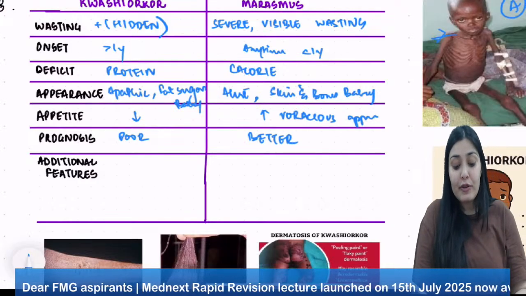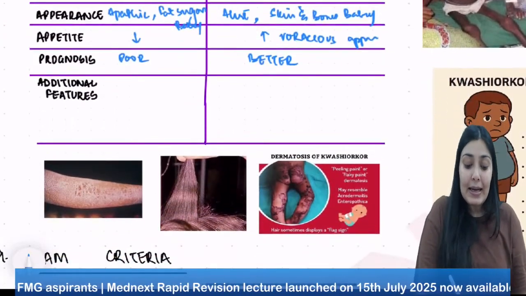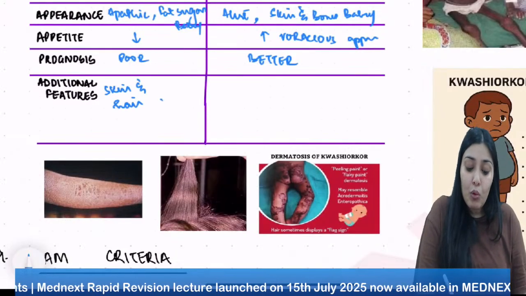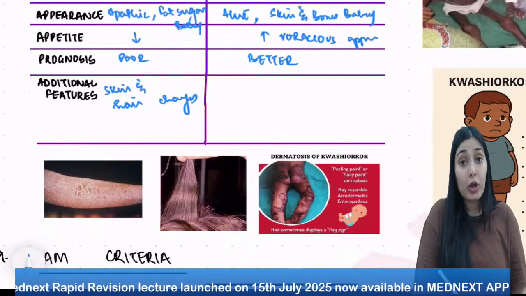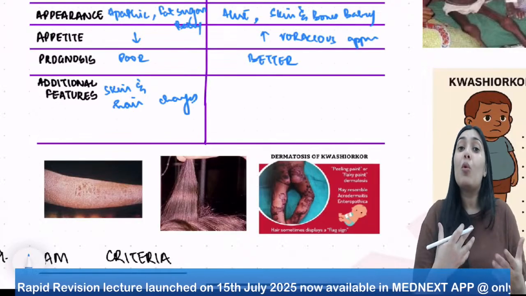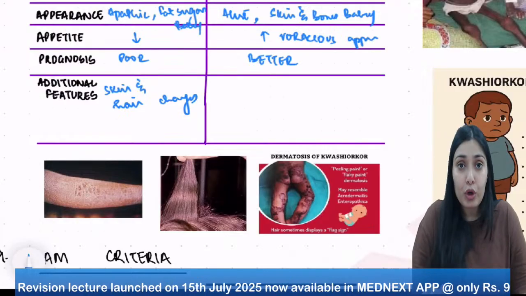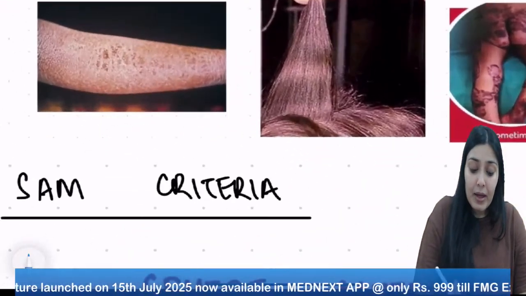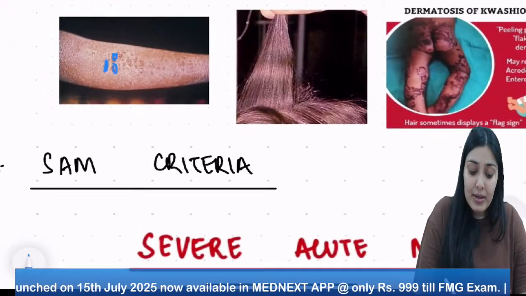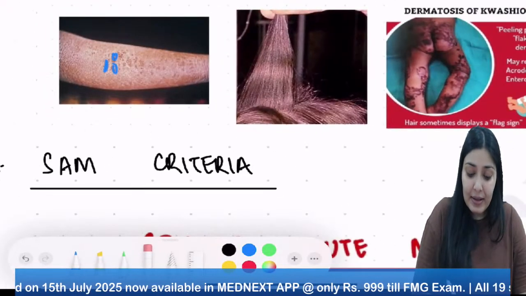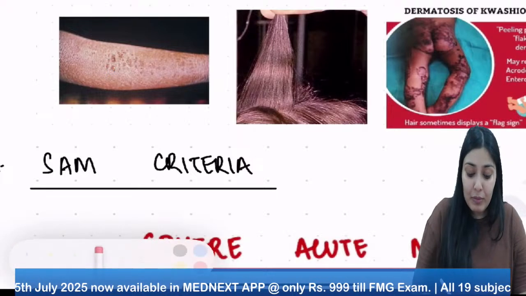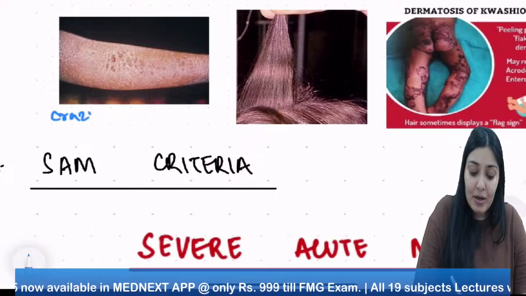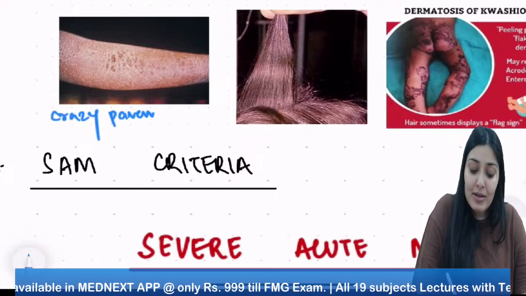Coming to the additional features, there are certain skin and hair changes that are more appreciable in the kwashiorkor baby. They can be seen in both, but more appreciable in the kwashiorkor baby. What are these skin and hair changes? Can you notice here? There is patchy skin, areas of hyperpigmentation and hypopigmentation. This is known as crazy pavement appearance.